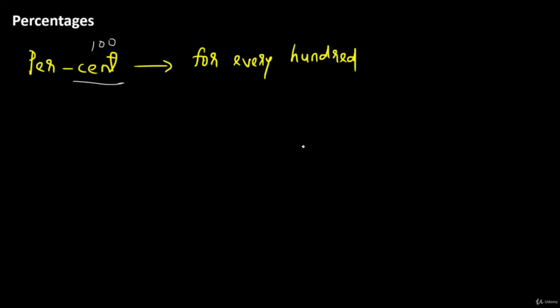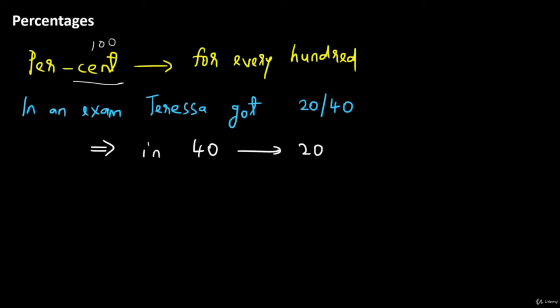Alright, now let's take an example to understand percentages in a good manner. For example, let's have Teresa, who's writing an exam and she got 20 out of 40 marks. Now that means in 40 marks, she got 20, right? So that's what we've written over here. Now, if the exam was out of 1 and if she had maintained her performance, she would have got 20 by 40, right?